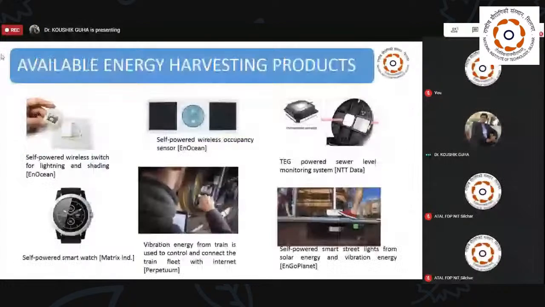These are some available energy harvesting products we can see existing in today's world: the self-powered smart street lighting system, then vibration energy from train wheels, then a self-powered smart watch, then a self-powered wireless switch for lighting and shading. There are so many more.